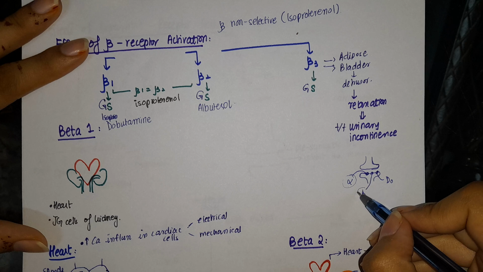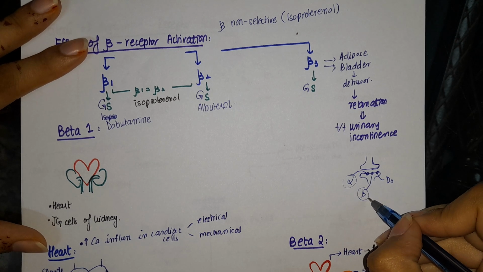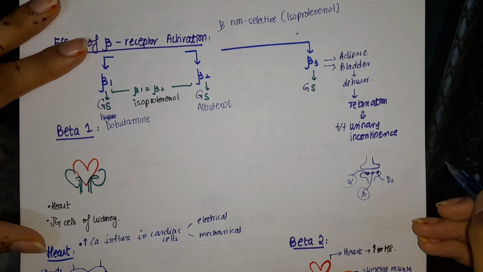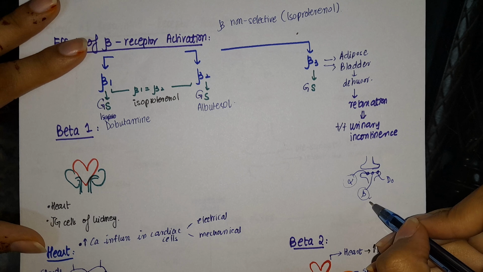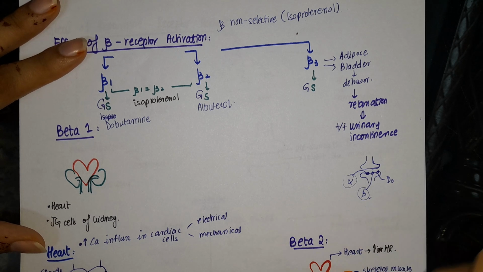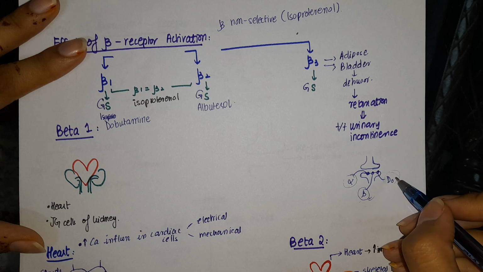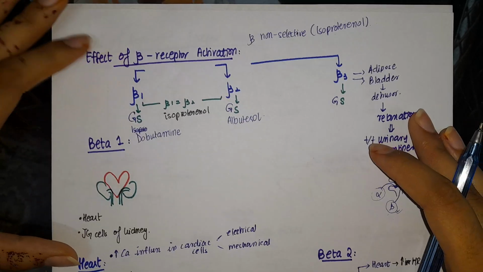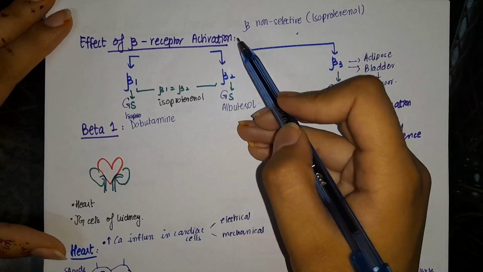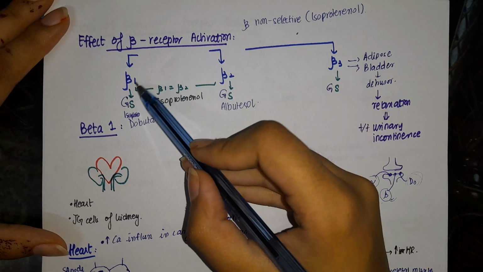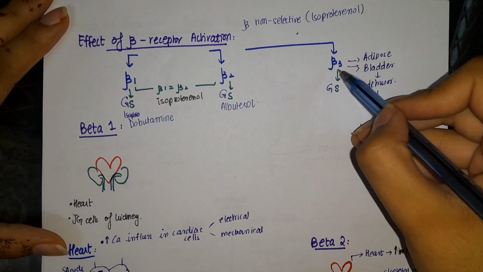Now we are going to talk about the beta receptors, where they are present, on which synapses they are present, and their classification, their location, and their agonists as well. And then in the next video we will talk about the dopamine receptors. So the beta receptors are of three types. They are beta 1, beta 2, and beta 3 receptors.